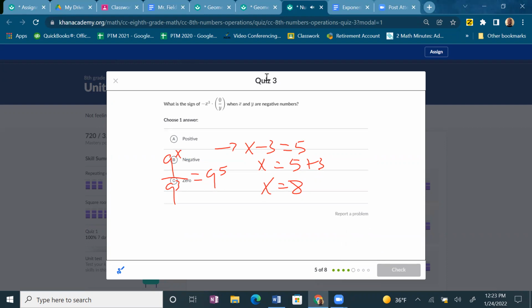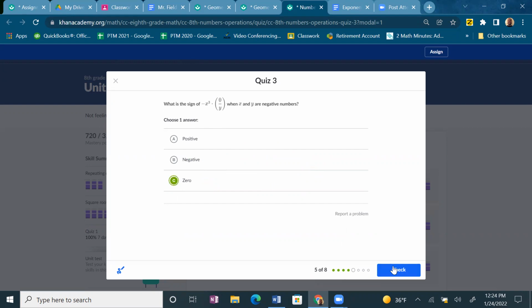All right. So what about this one? What is the sign of negative x to the third times 0 over y? Well, you see the 0 over y, that's going to be 0, because when you divide 0 by y, you get 0. And so that's going to make the whole thing 0.